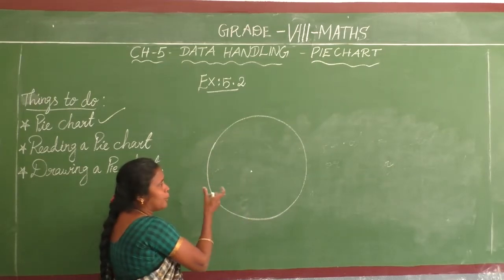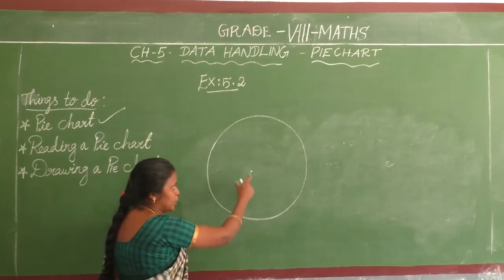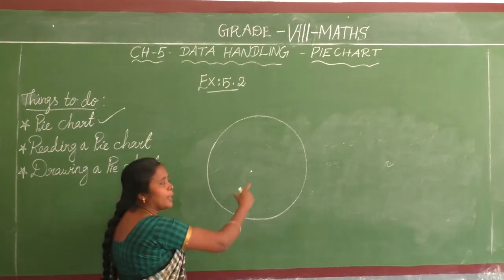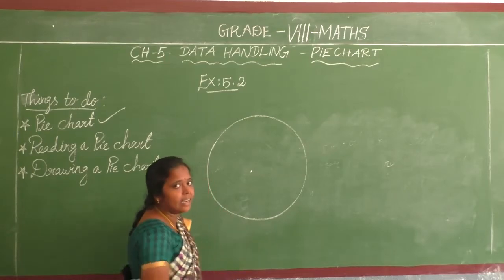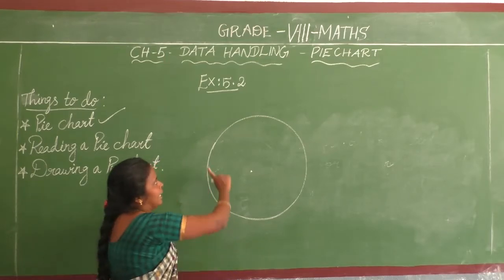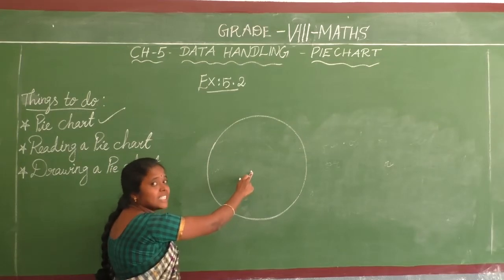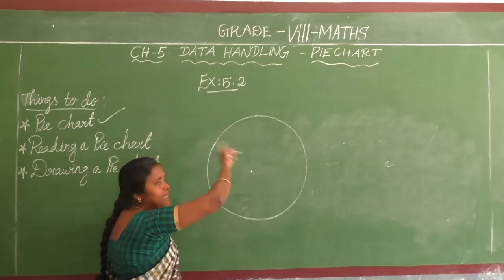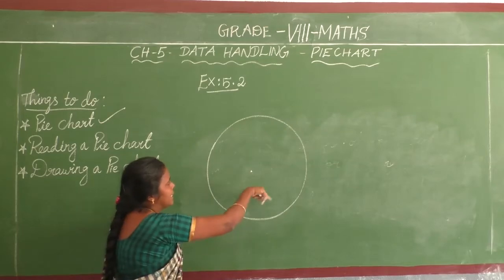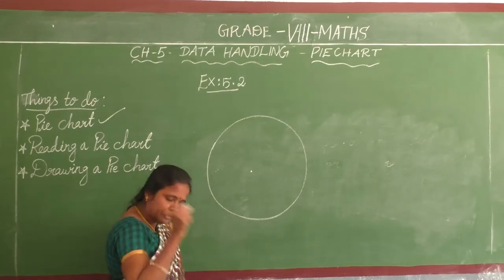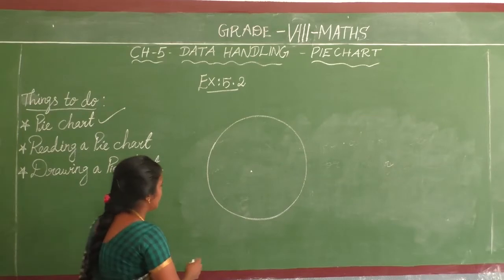Now we have to mark each sector in this. So before marking every sector, we have to find out its central angle. Each sector's central angle we have to find out. Actually, the whole circle's central angle is 360 degrees. A complete angle makes 360 degrees. You know well. Now for making each sector, we have to find every sector's central angle also. For that there is a formula.